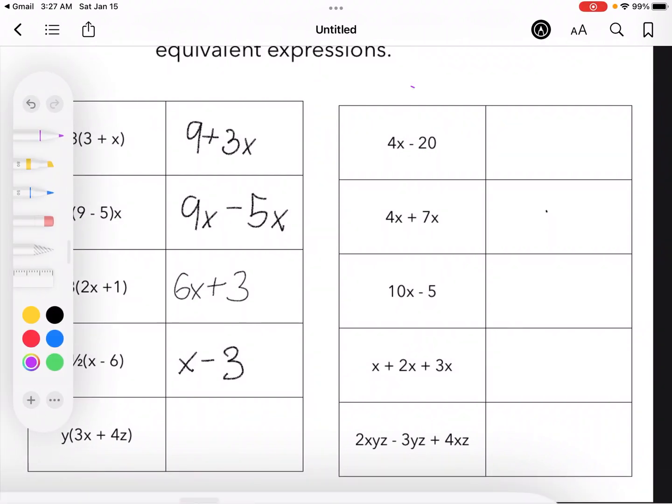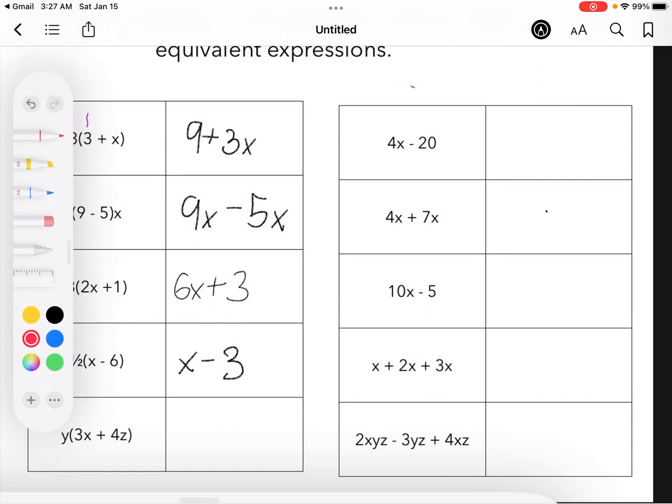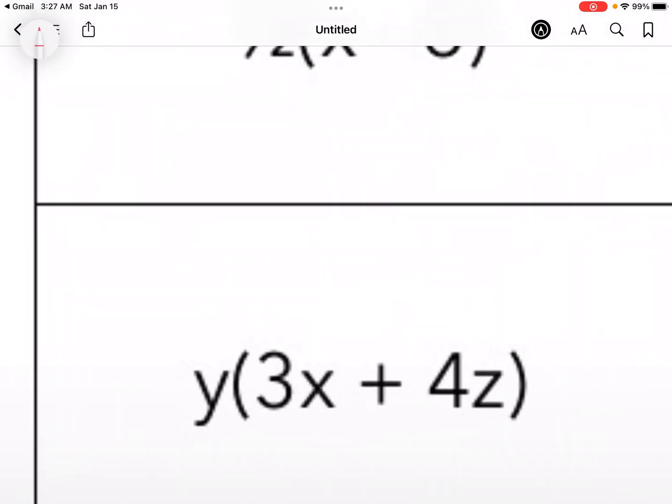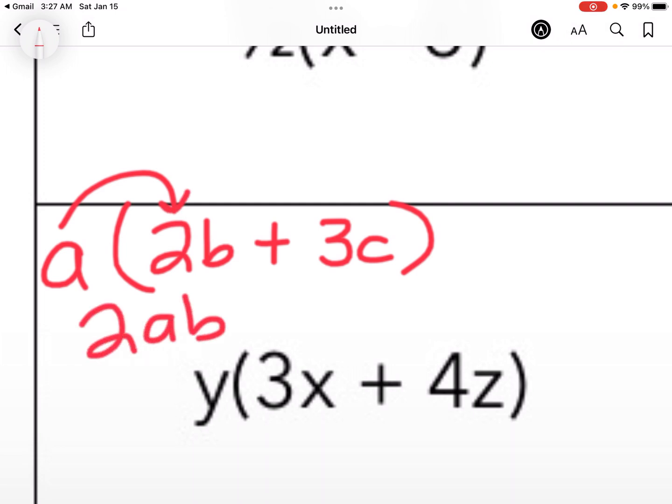Okay, so for this choice board, I'm going to show you examples that look like these, but are not these problems. Okay, so when we're looking at one like this, I could do A parentheses 2B plus 3C. I would do A times 2B, so I would get 2AB.